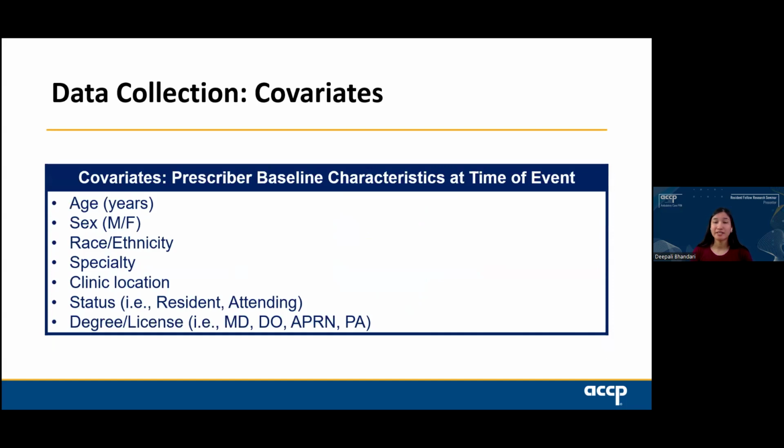For prescriber baseline characteristics, this is the prescriber who actually put in the new medication order if it was identified as glucose lowering intensification. These characteristics we do have available in a database, but have not quite been applied as covariates yet. But there's age, sex, race and ethnicity, the specialty, the clinic location, the status, whether they're a resident or an attending, and then the degree and license. So we can look at the prescribing or ordering prescriber in EPIC to identify if it's someone with an MD, an APRN, a PA, or even a PharmD.